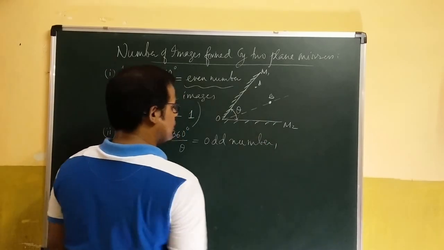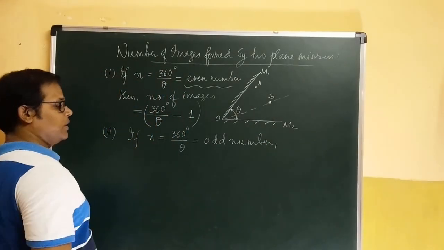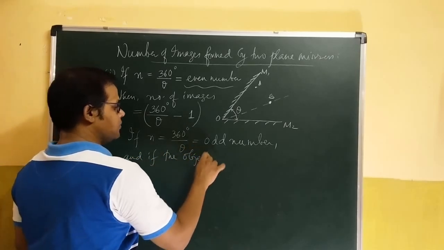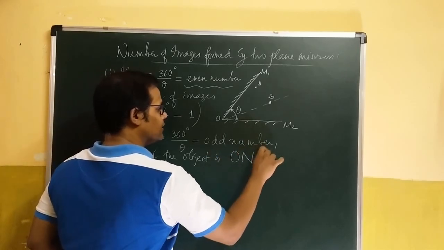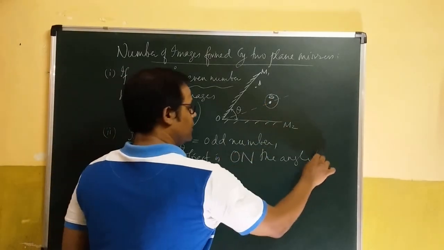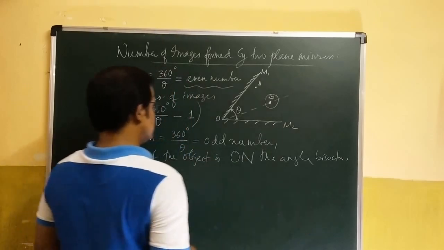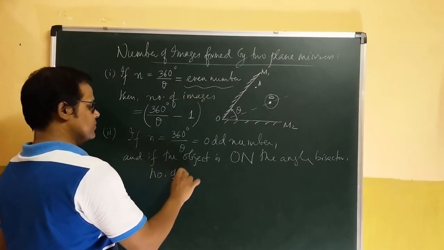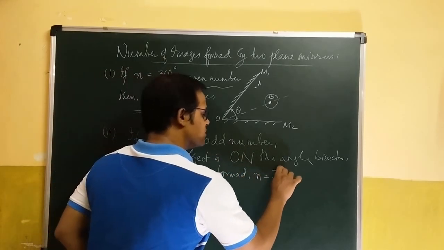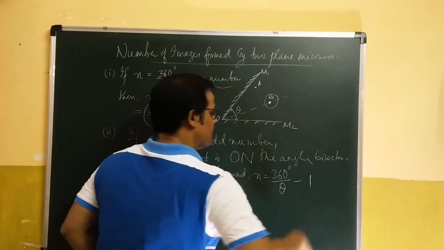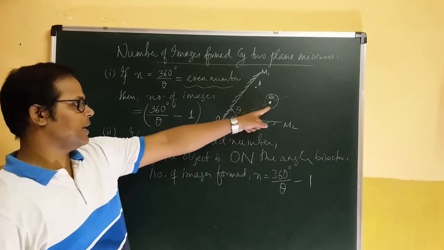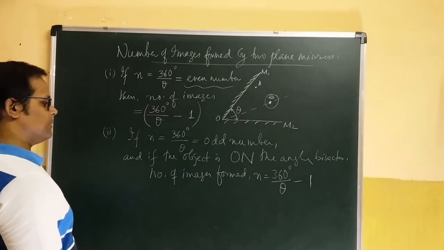If it comes out as an odd number, please mind one more important point here. If the object is on the angle bisector, something like position B shown in the diagram, then the number of images formed will be given by n equals 360 degrees by theta minus 1. All right, if it is an odd number and the object is standing on the angle bisector, then we have to go for 360 by theta minus 1.